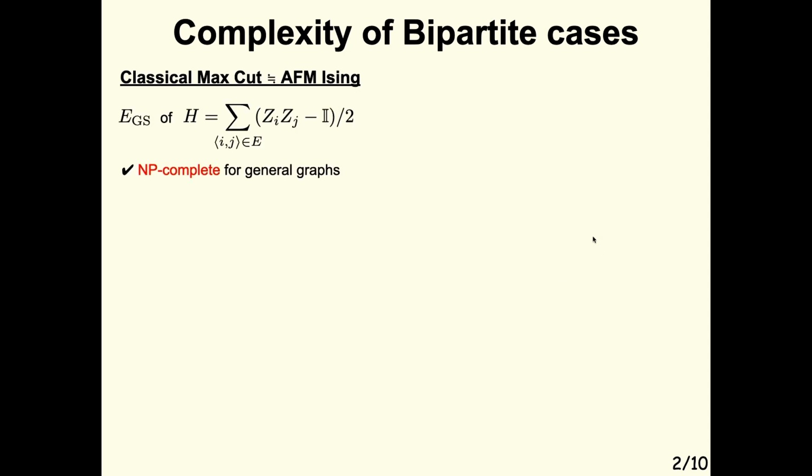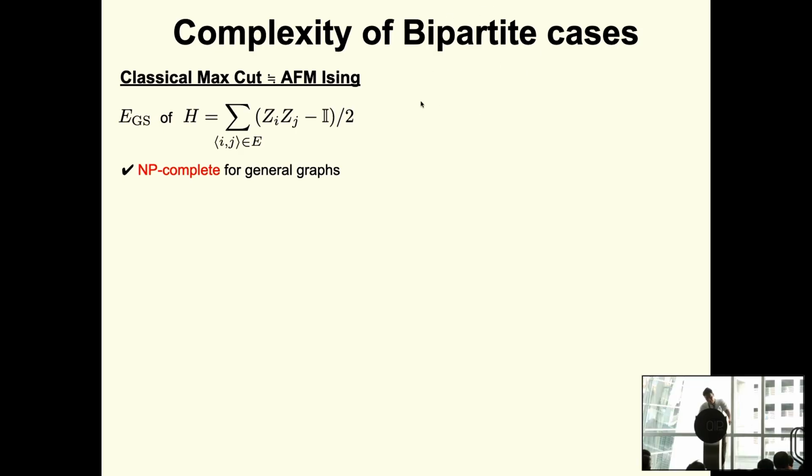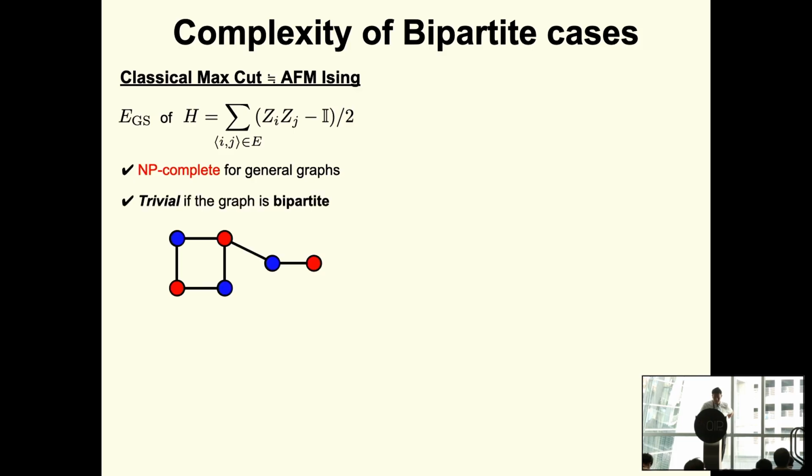It seems like the square lattice case and the other lattice cases are very different. The biggest difference is that the square lattice is bipartite. It's easier to see why bipartite graphs are easier if you go back to the classical case. In the classical case, the Hamiltonian is really just an Ising antiferromagnet, and we know that obtaining the ground state energy is NP-complete. But if we restrict ourselves to bipartite graphs, which in this talk really just means two-colorable, then the problem is literally trivial.